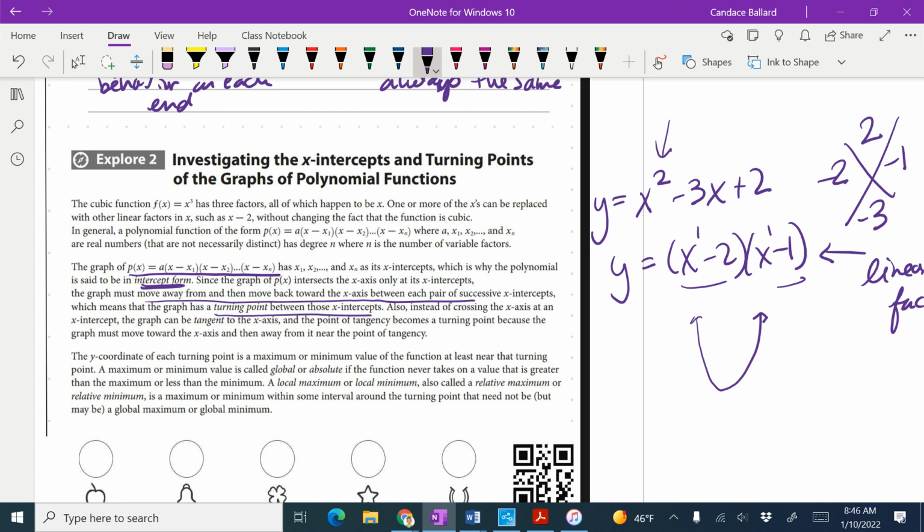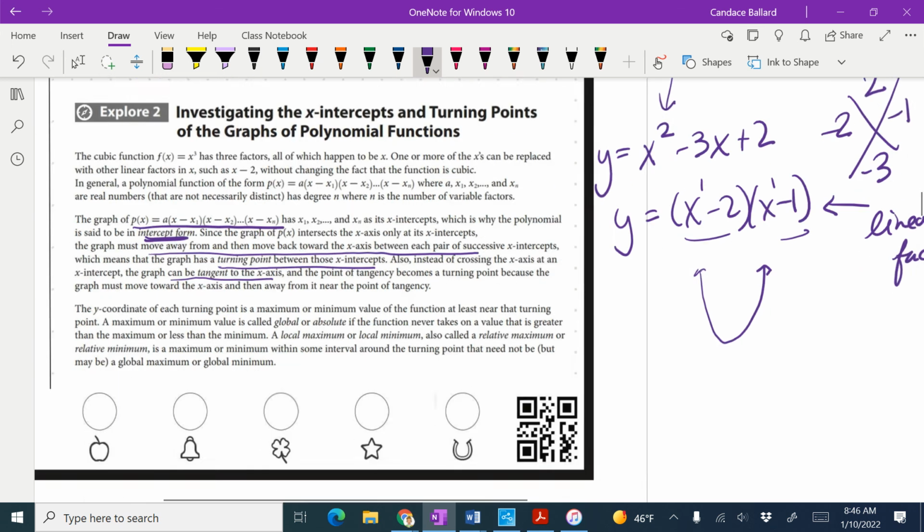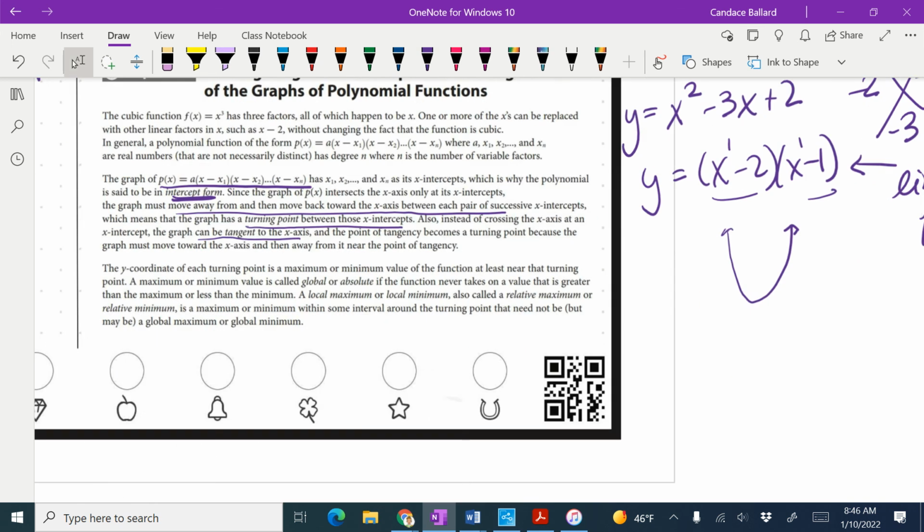Instead of crossing the x-axis at the intercept, it can be tangent to the x-axis. So it can be tangent. We're going to see what that looks like soon, okay? Sometimes that point of tangency becomes a turning point because the graph must move toward and then away from the point of tangency. Okay. Huge vocabulary in this next section.